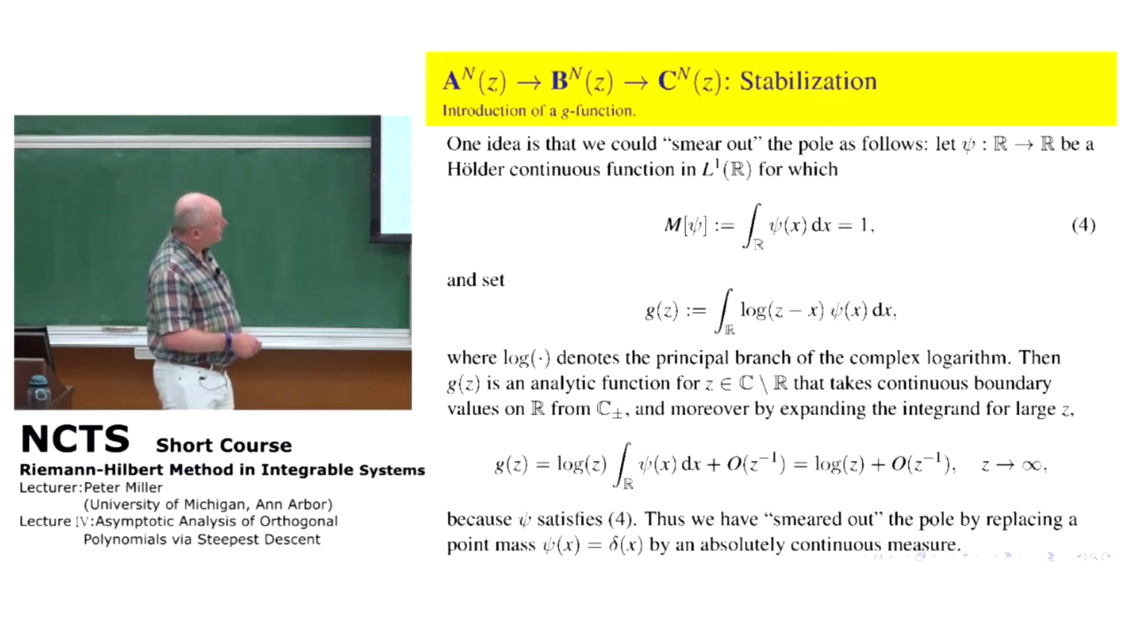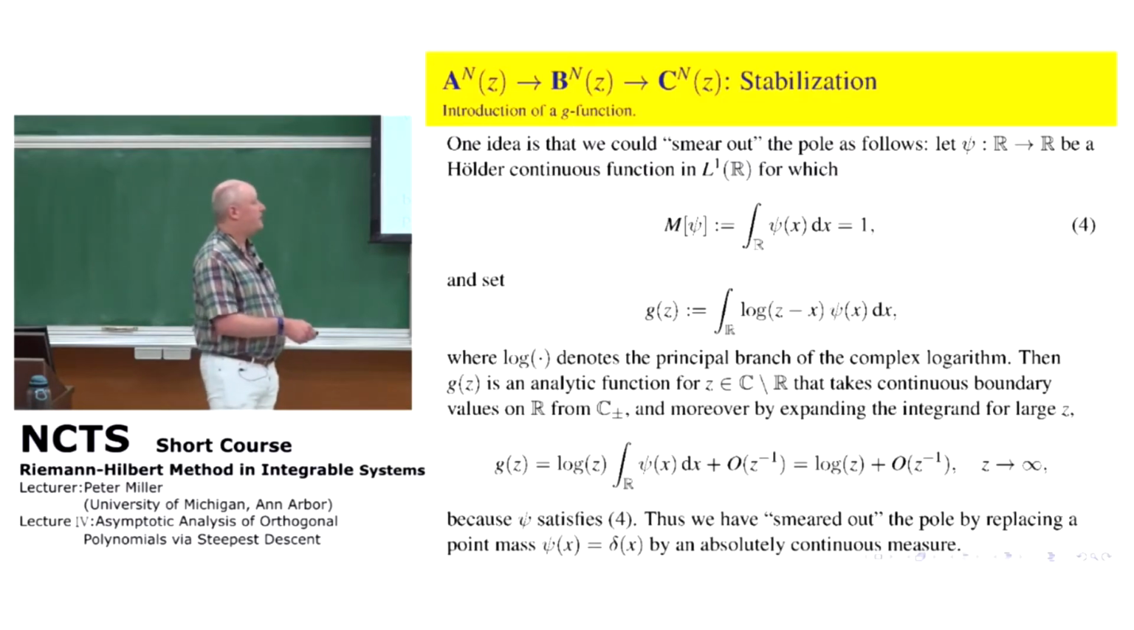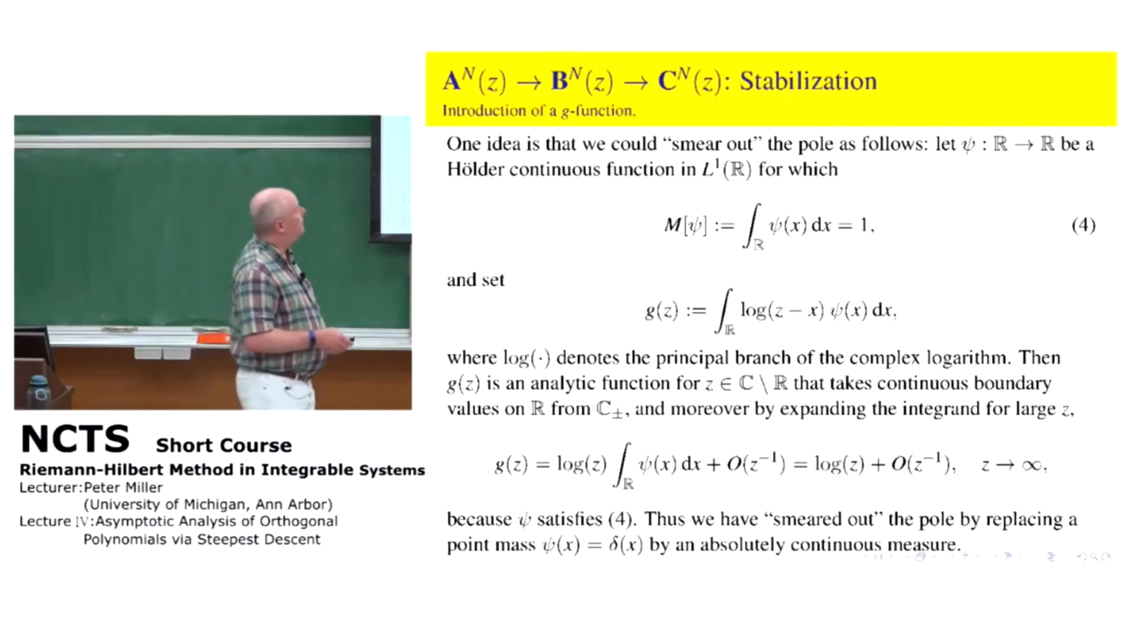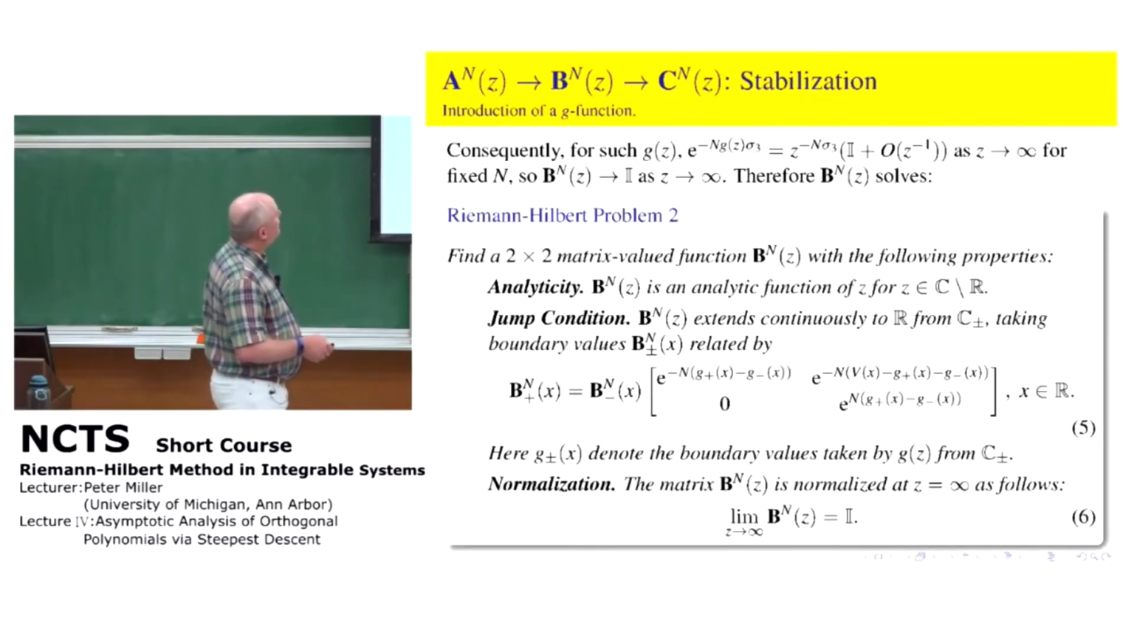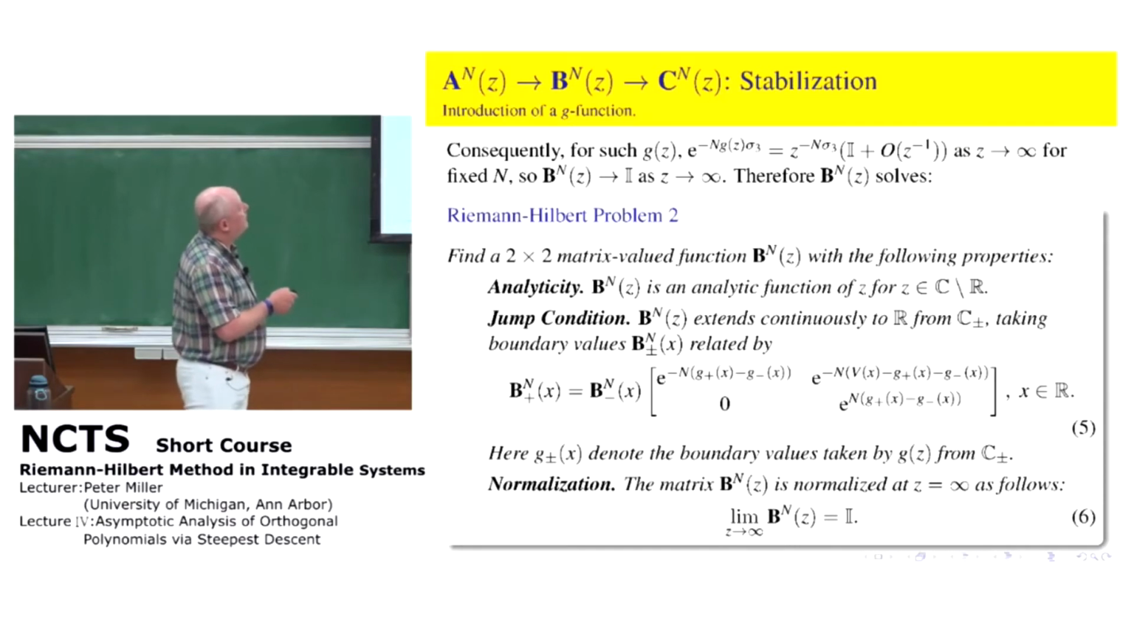And so what we managed to do is to sort of smear out the pole by replacing this point mass by some absolutely continuous measure. Okay? That's the thought. So far so good. So consequently, if you take such a g function, then this e to the minus n g sigma 3 really looks like z to the minus n sigma 3 as z goes to infinity, and so B will tend to the identity. And that means that this matrix B will solve this equivalent Riemann-Hilbert problem 2.